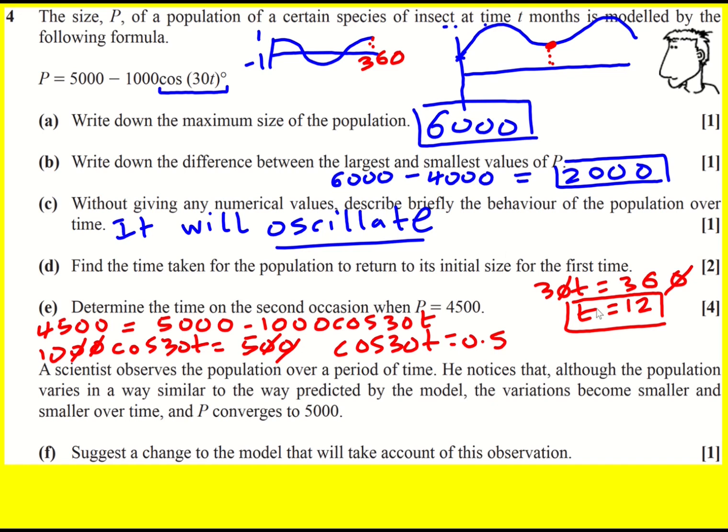Cos, when does that hit 0.5? Well, we can use our calculator, but actually this is an exact trig value. It's going to be when it's 60. So when 30t is equal to 60. Except that's going to be the first occasion on its way down. The second occasion is going to be here: 360 minus 60, so 300.